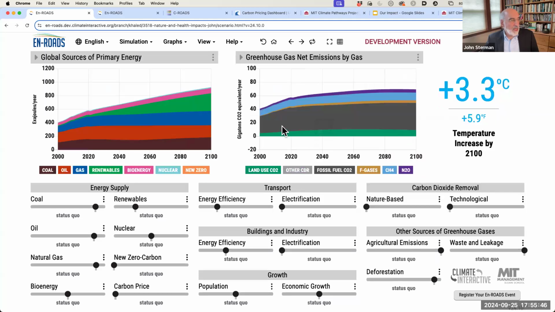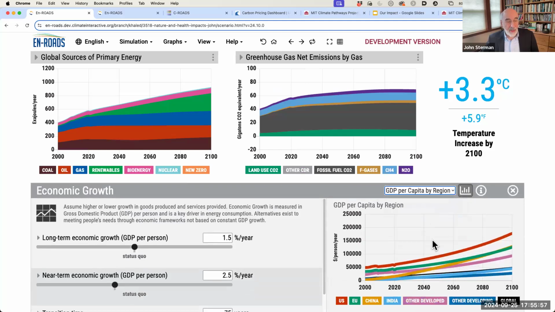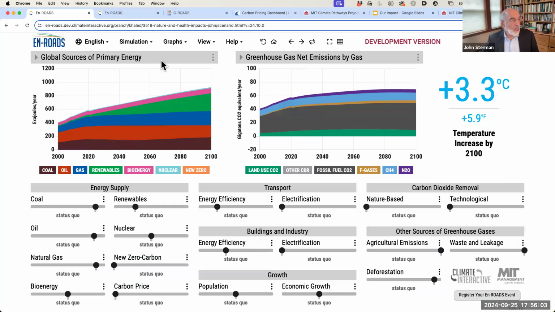What does our base case do? Well, we have population driving this growth in energy demand. We also have economic growth. And, you know, again, you can look at GDP per capita by region, and you can change all of these assumptions as well. I'm not going to do that right now for time.